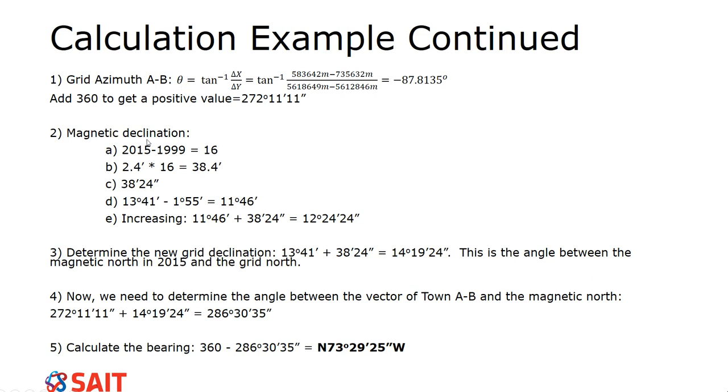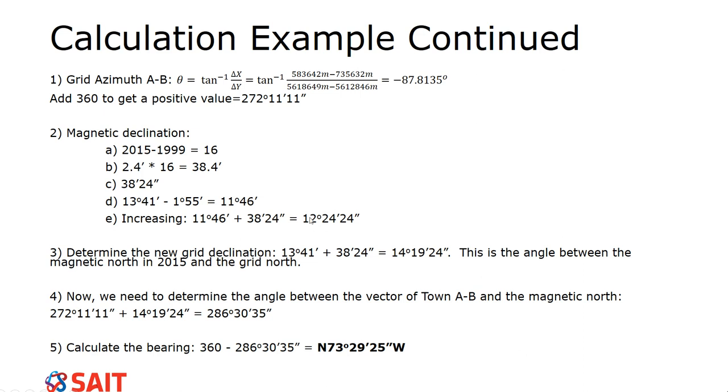Okay, so magnetic declination. Here we've got the whole process which we did, except the difference is this time we're doing 2015 rather than 2020. So we have 16 years. We take the 2.4 minutes and multiply that by the 16 years. Then we convert that into DMS. And then the original declination doesn't change from the previous example. And then we said it's increasing because it's said in the diagram. So we add that and we end up with 12 degrees 24 minutes 24 seconds.